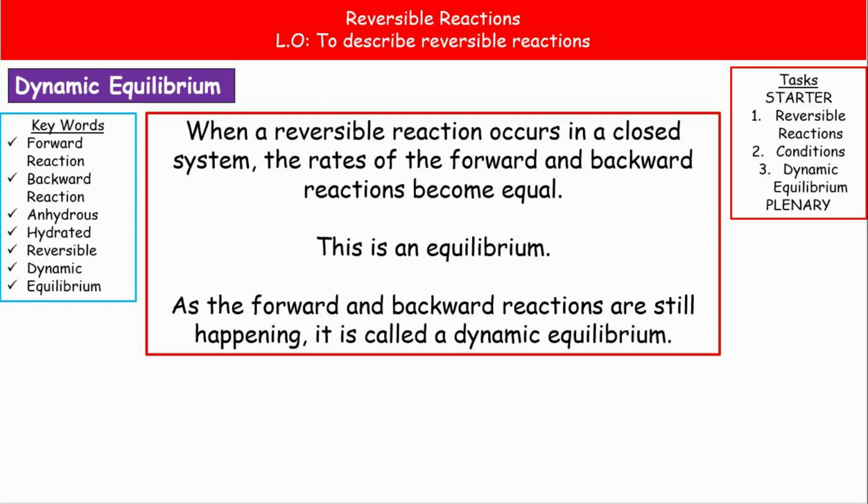So equilibrium because the forward and backward reactions are equal to one another, and dynamic because both forward and backward reactions are happening all the time. So make sure we've got those 3 sentences written down and we know why it's called a dynamic equilibrium. So dynamic because the 2 reactions are happening all the time, equilibrium because they're happening at the same rate and therefore they become equal.